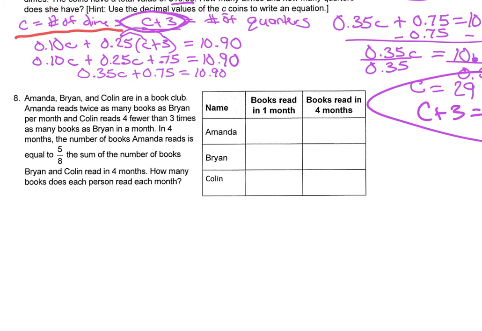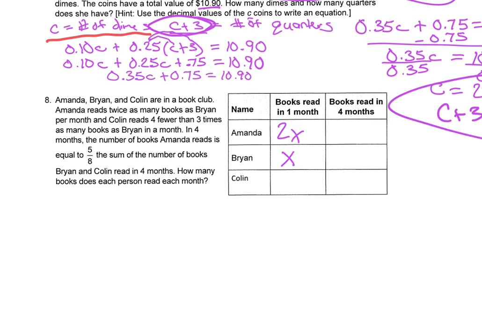So Amanda reads twice as many as Brian. I'm going to use X for Brian. Okay? And we know Amanda is twice Brian. We just read that in the problem. Amanda reads twice as many as Brian. So Brian's X. Amanda's twice X. Colin reads 4 fewer than 3 times as many as Brian. So 3 times Brian minus 4. 4 fewer. That represents how many they read in 1 month.